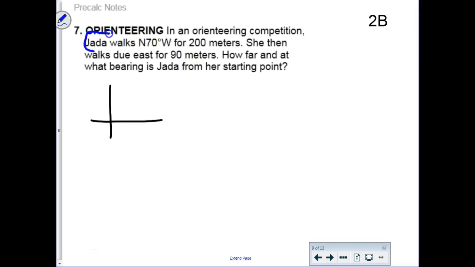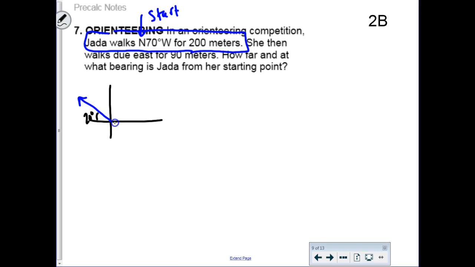So the first one, Jada walks north 70 degrees west for 200 meters. This sort of notation means that you start on the north line and you move towards the west 70 degrees. So if you started here and moved 70 degrees towards the west, you're going to end up right there. If you wanted to call this the 70 degree mark, that's fine, but I think what's going to be more important to us is how big this angle is. How big is this angle? It's going to be 20 degrees, right?